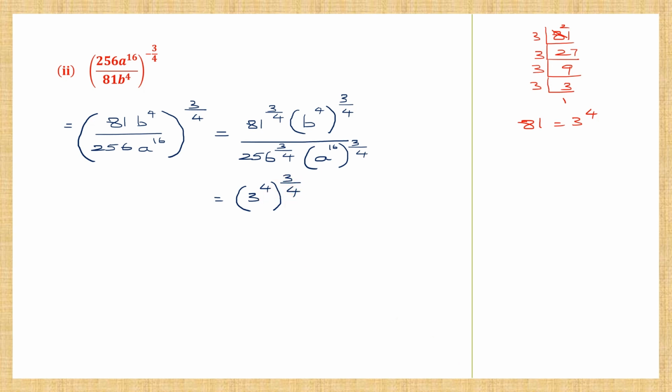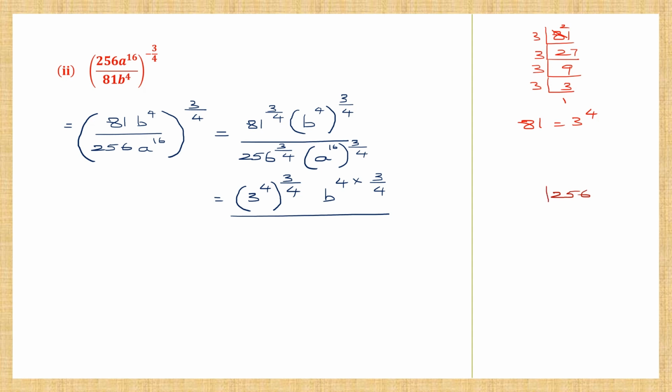Okay. So next one is b to the power of 4 into 3 by 4. We are using the power law. Now this whole thing is divided by 256 raised to the power of 3 by 4. Let's get all the prime factors of 256.